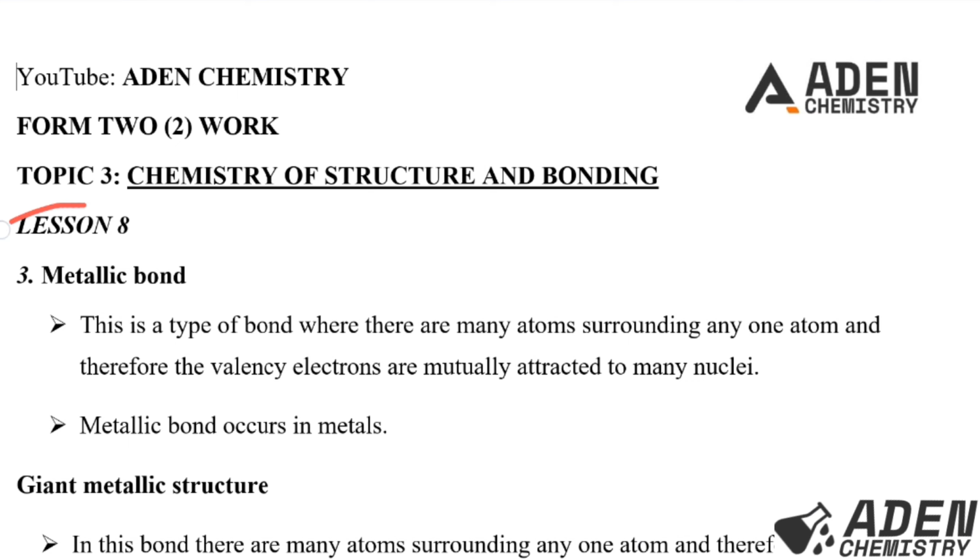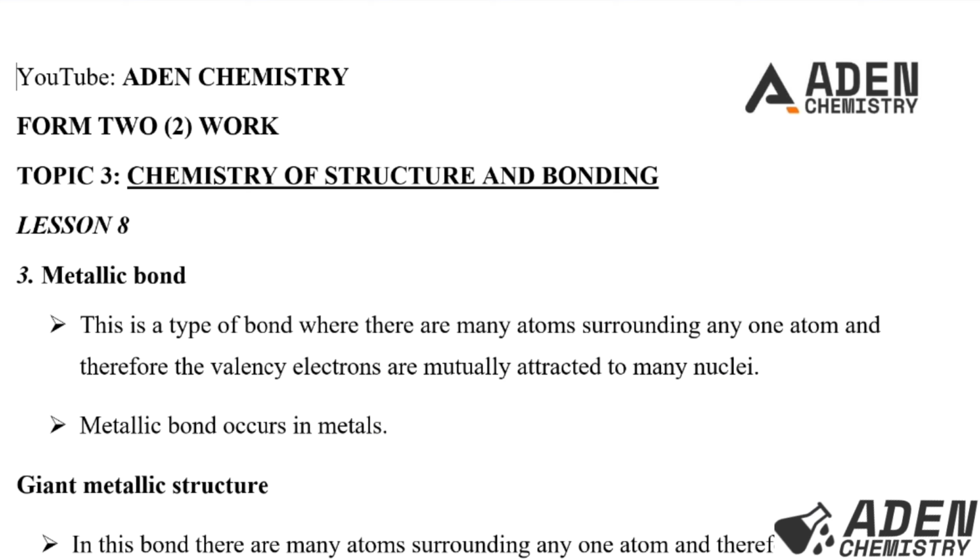So today, lesson 8, we want to proceed to the third type of bonding, which is metallic bonding. We're saying this is a type of bond where there are many atoms surrounding one atom, and therefore the valence electrons are mutually attracted to many nuclei. We are saying metallic bond occurs in metals.